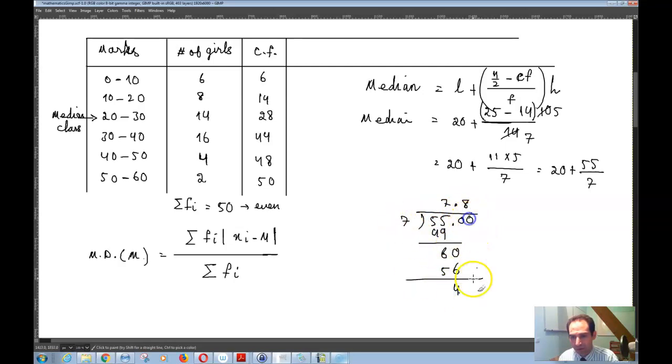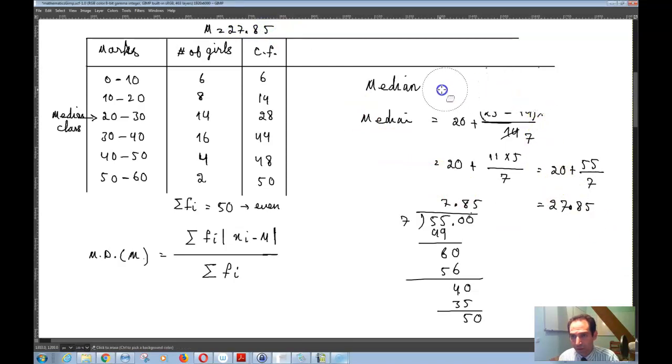And then again, 6 times 7 is 42, 5 times 7 is 35, and you can just keep going, but you would get 7.85. So 20 plus 7.85 is equal to 27.85. That is your median. So your median M is equal to 27.85.